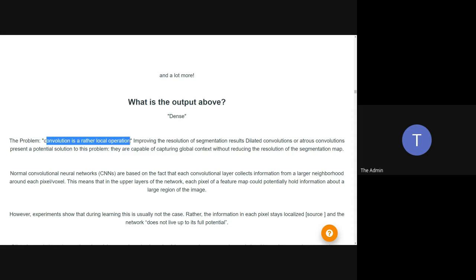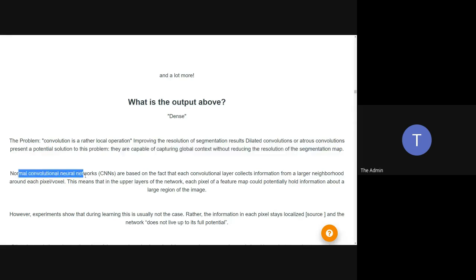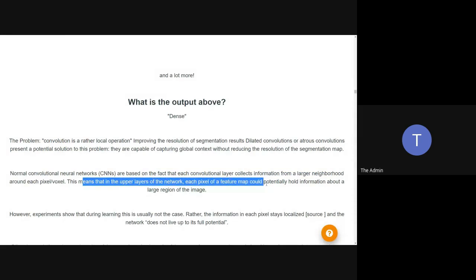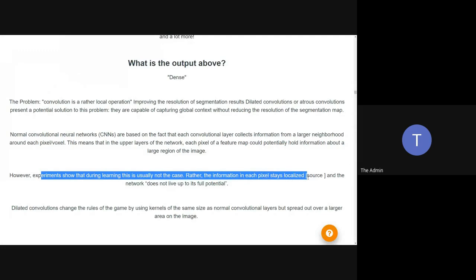Improving the resolution of segmentation results, dilated convolutions, what we are going to cover now, present a potential solution for this problem. They are capable of capturing global context without reducing the resolution of the segmentation map. Normal convolutional neural networks are based on the fact that each convolution layer collects information from a larger neighborhood around each pixel. This means that in the upper layers of the network, each pixel in the feature map could potentially hold information about a large region in the image. We know that. However, experiments show that during learning, this usually is not the case. Rather, the information in each pixel stays localized and the network does not live up to its full potential.